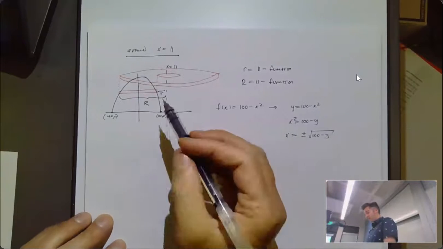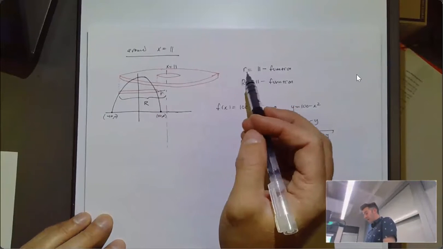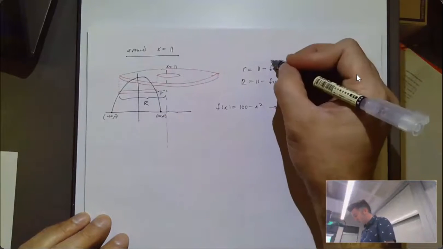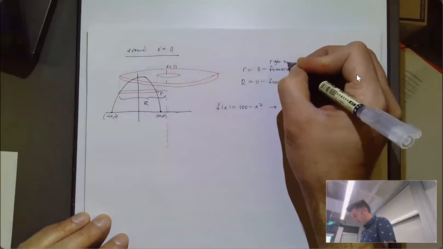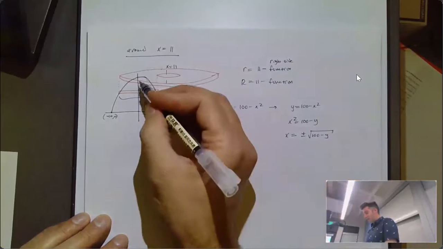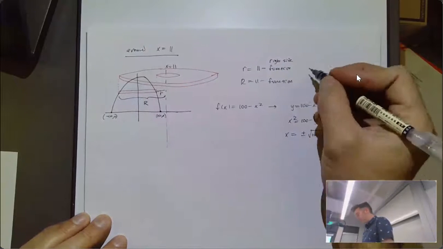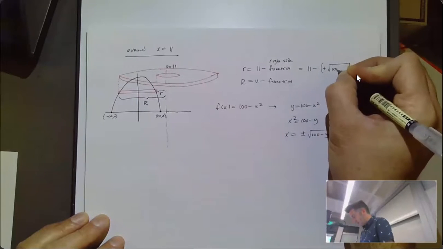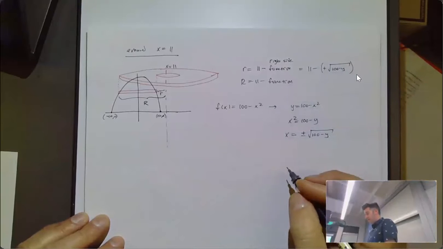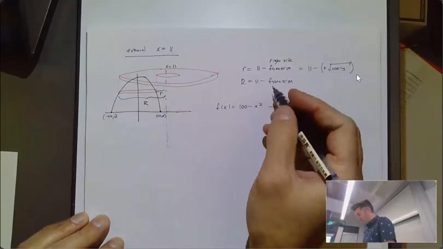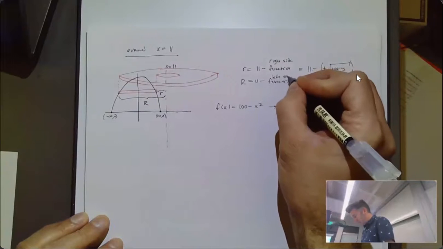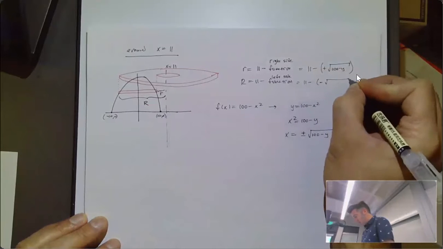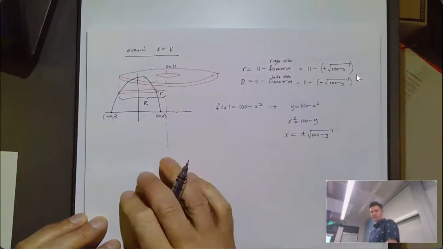So here's the thing. This inner radius that's r, that's 11 minus the function, it's actually 11 minus the right side of the function. And the right side of the function is where x is positive. So that's going to be 11 minus the positive square root of 100 minus y. Whereas the big radius is 11 minus the left side of the function. And that's going to be 11 minus negative square root of 100 minus y, which is a little weird, but perfectly fine.